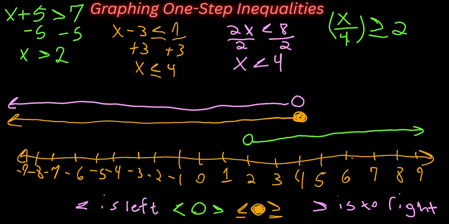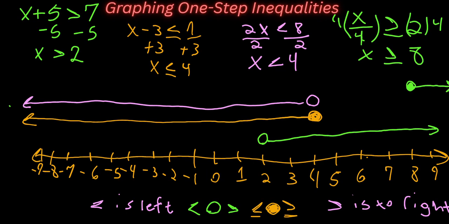Now for the final one, we'll multiply both sides by 4. We get x is greater than or equal to 8. So now we're coming back at this problem with green. And this one will be represented as x is greater than or equal to, so we fill it in, 8, and we shade to the right. So every number greater than 8 is a solution to this problem.